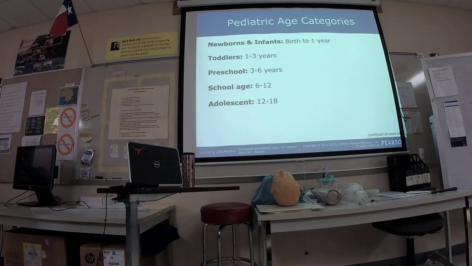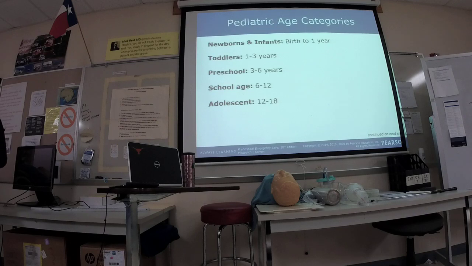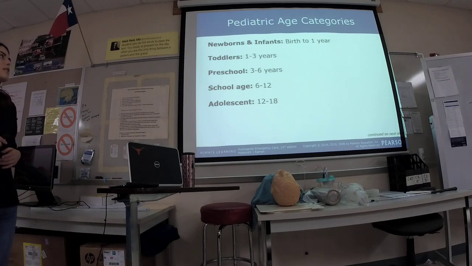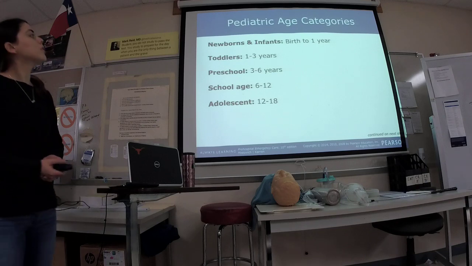So newborns and infants, birth to a year, toddlers 1 to 3, preschool is 3 to 6, and school age is 6 to 12. Adolescents 12 to 18, but a lot of the times, for example when we put on an oxygen mask or AED pads, sometimes we may have to use an adult dosage or an adult mask. So for adolescents, sometimes we don't use child measurements.